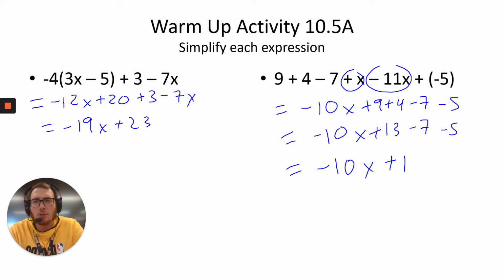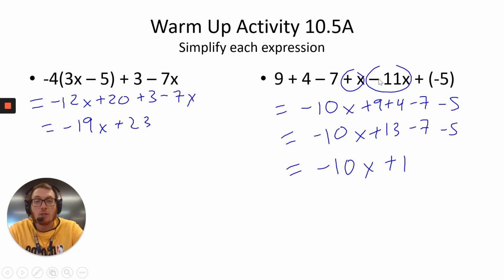Before we get into the probability aspects of today, I want to look at a few simplifying questions. So this first one, remember you have to distribute. Negative 4 times 3x would be negative 12x. Negative 4 times basically a negative 5, because you can make minus 5 into plus negative 5, becomes a plus 20. From here, it's just combine like terms. So negative 12 minus 7, those are both negatives, so you add them together and you get negative 19x. 20 plus 3 is 23.